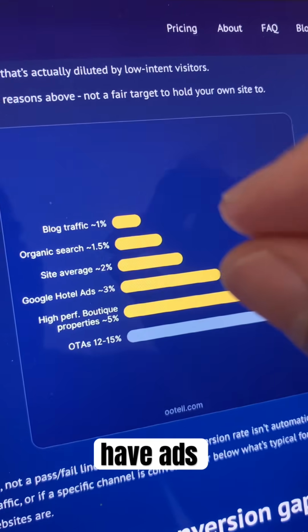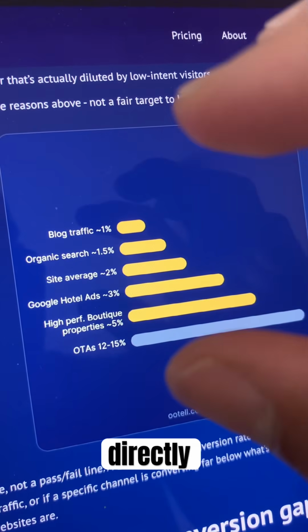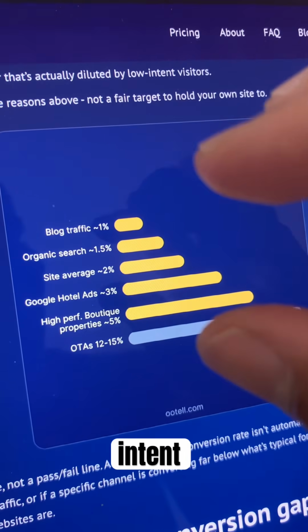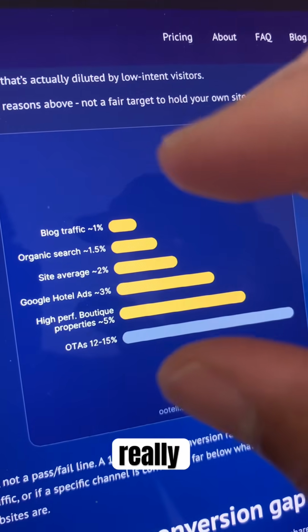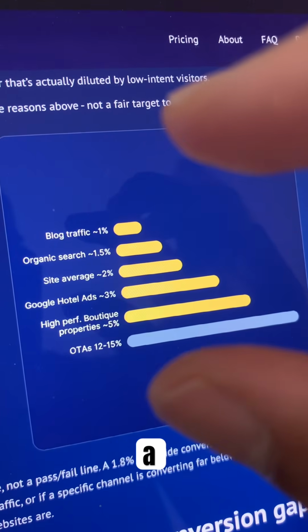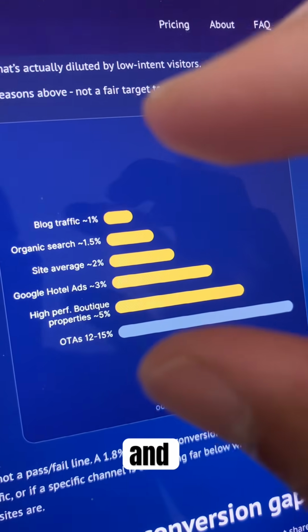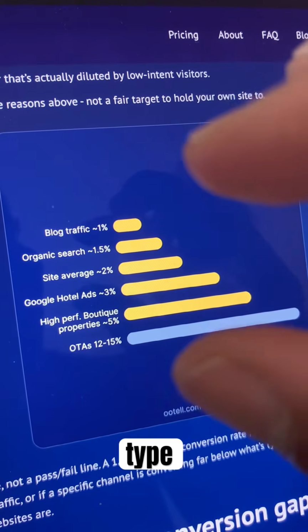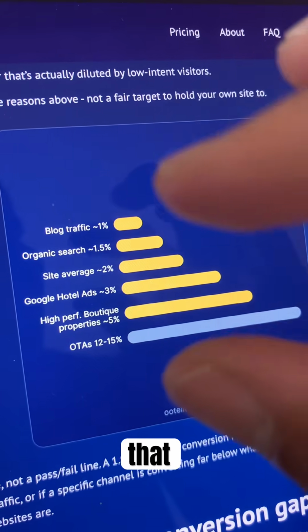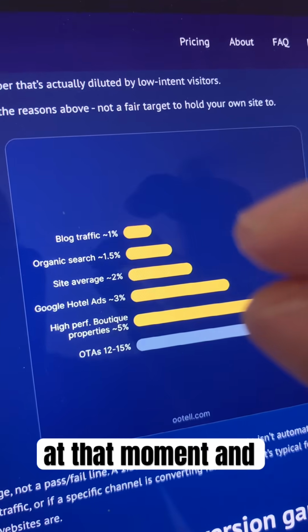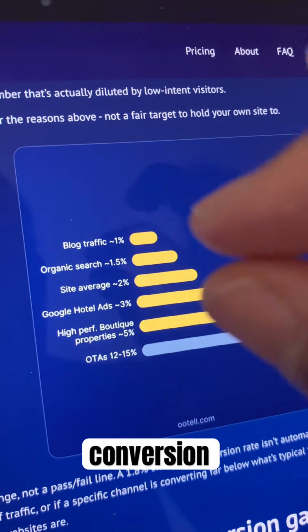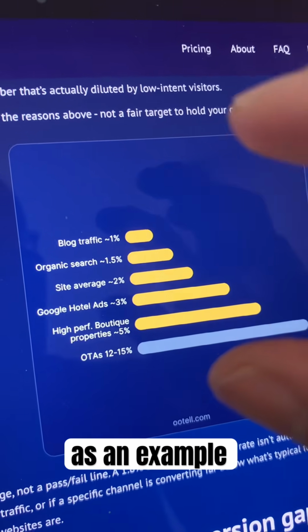And next we have ads. So ads are placed directly in front of someone whose intent is a lot higher. So someone is really searching for a space to stay, or a very specific type of accommodation, and that ad shows up exactly at that moment. And then we do have here a higher conversion rate at about, let's say, just as an example, 3%.